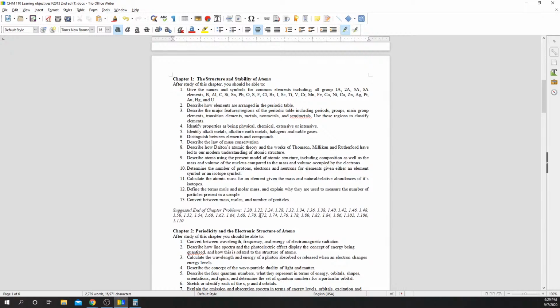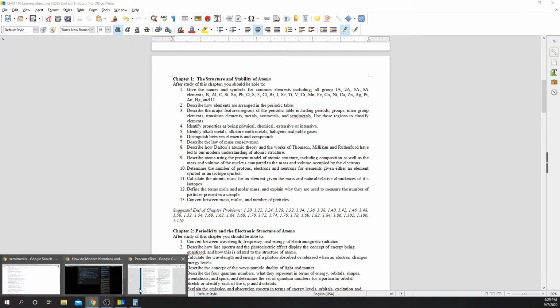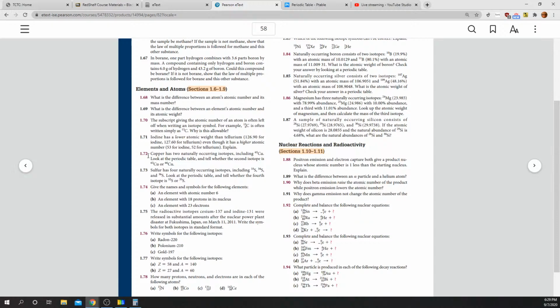All right, 72, 74, 76, 78, 80, 82, 84, 86. Wow, we're just going through every single even problem up to 86. All right. Copper has 2 naturally occurring isotopes, including copper-65. Look at the periodic table and tell whether the second isotope is 63 or 66.